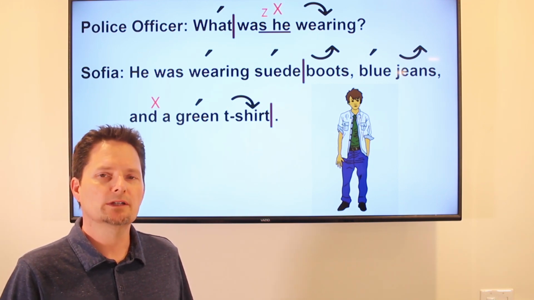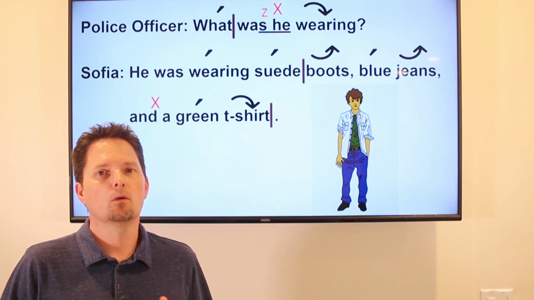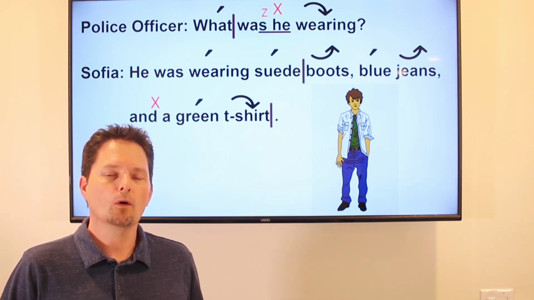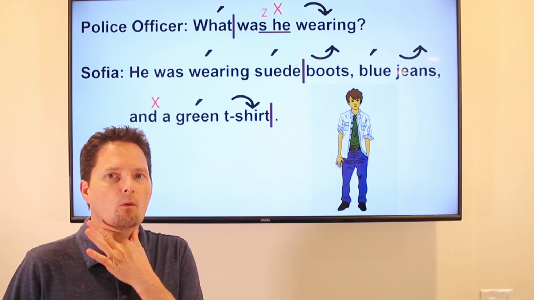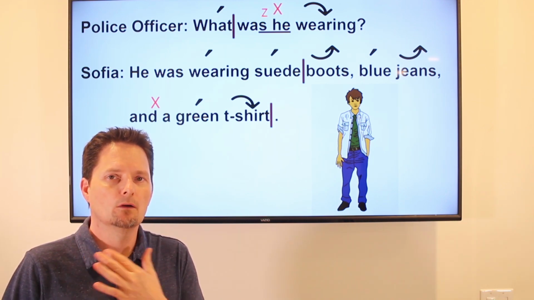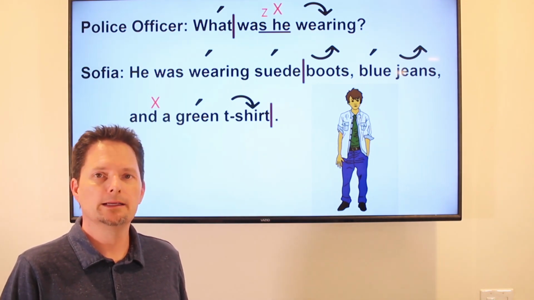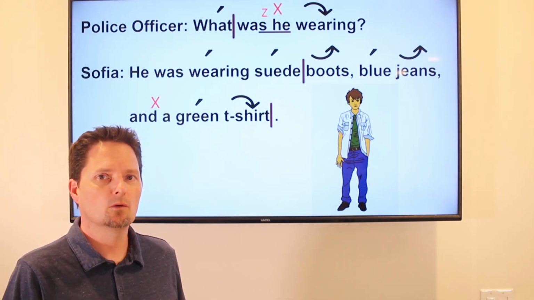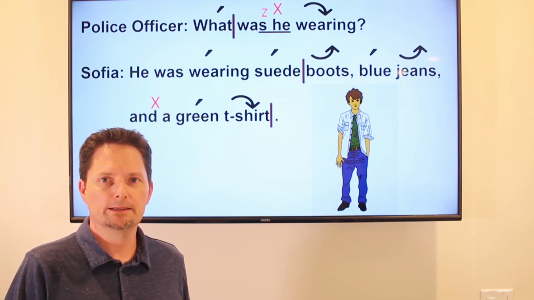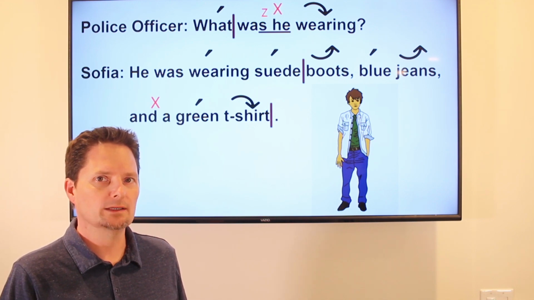Pronunciation changes. When you say what was, it's a stop T. You can stop it with your tongue up. What was. Or you can stop in your throat. What was. What was he wearing? Was he. He is not stressed, so the H is silent. Was he. Remember, was has a zebra sound. Z. Was. Not was with an S, but was with a Z. Was he.